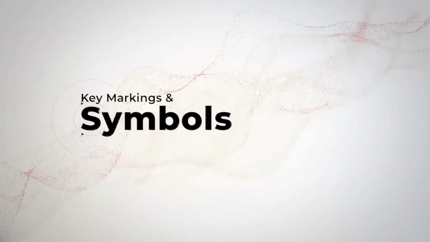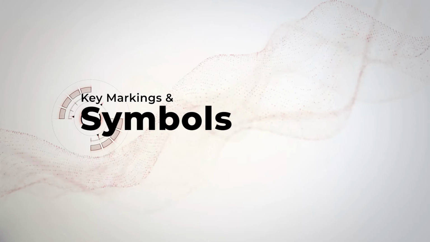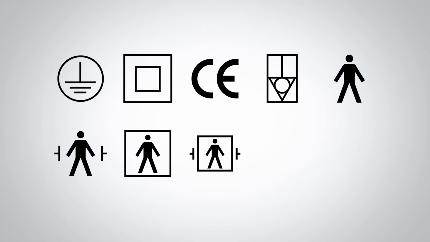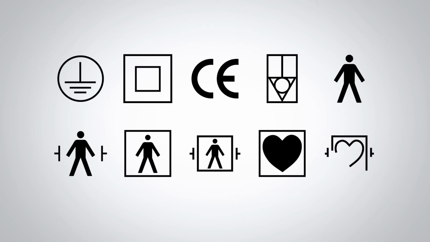Some of the key markings and symbols that you are likely to see on medical devices include the following: the Class 1 and Class 2 markings, the CE marking, Earth reference point, Type B applied part, defibrillation-proof Type B applied part, Type BF applied part, defibrillation-proof Type BF applied part, Type CF applied part, defibrillation-proof Type CF applied part.